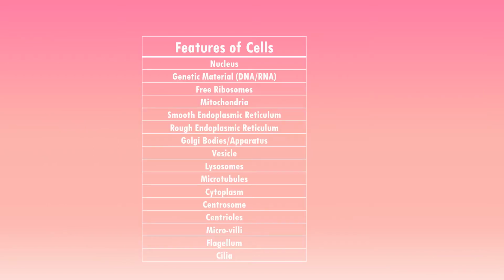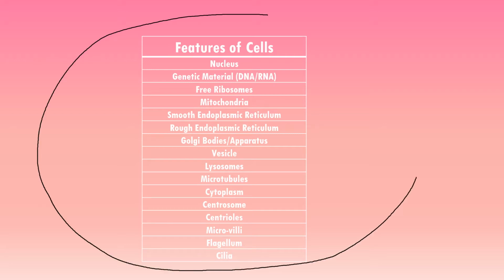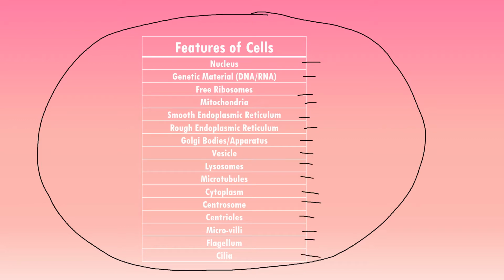So before I explain to you the similarities and differences of a prokaryote and a eukaryote, it's really important that you know the name and the function of each of these different features of a cell. If you don't understand what each of these things do and their names, then there's a good chance that you're not going to fully understand the difference and the similarities between a prokaryote and a eukaryote.